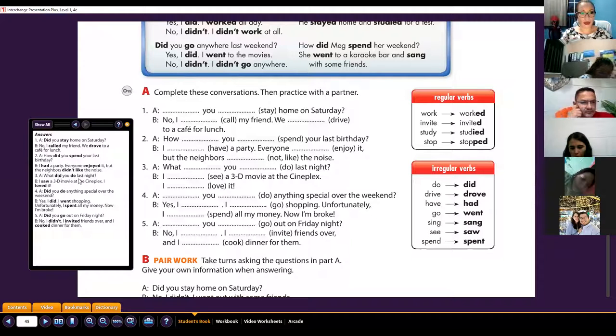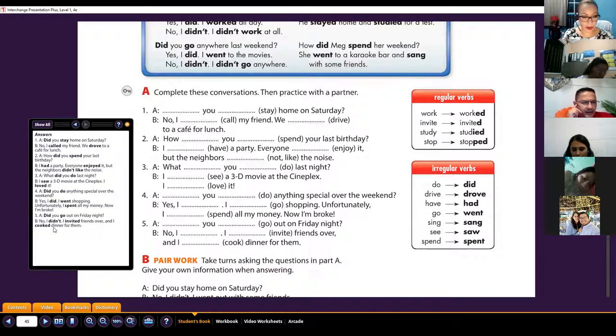What did you do last night? I saw a 3D movie at the Cineplex. I loved it. Did you do anything special over the weekend? Yes, I did. I went shopping. Unfortunately, I spent all my money. Now I'm broke. Did you go out on Friday night? No, I didn't. I invited friends over and cooked dinner for them.